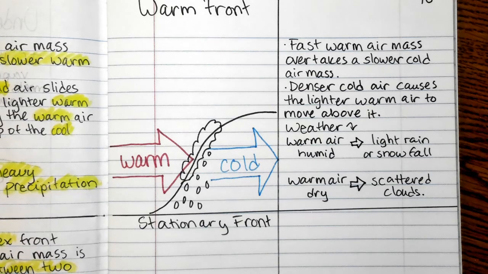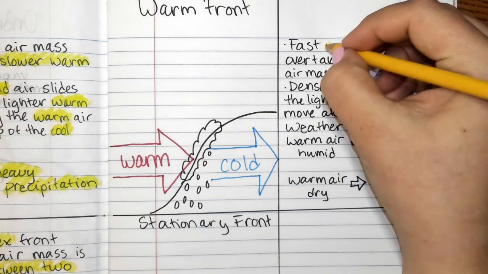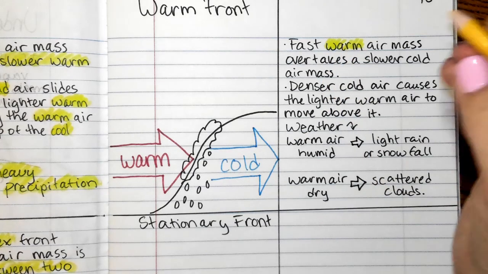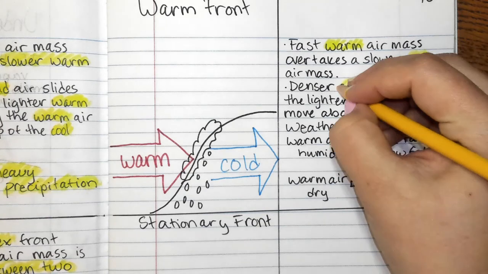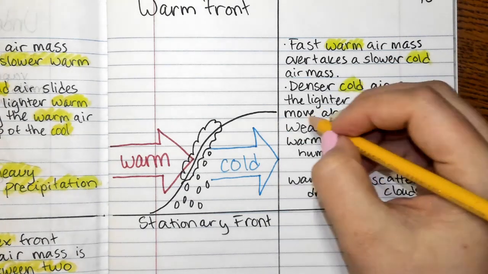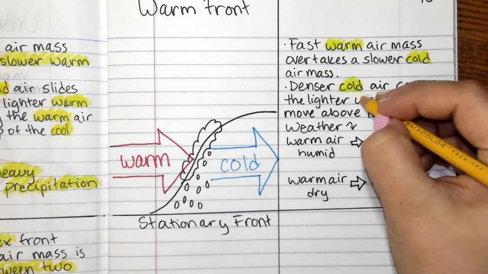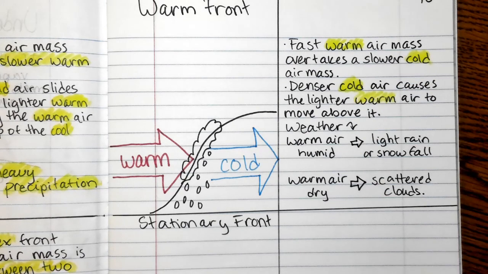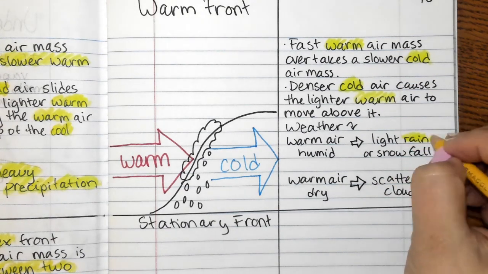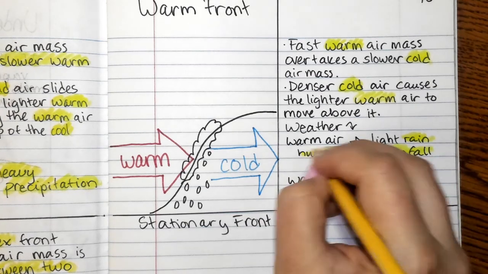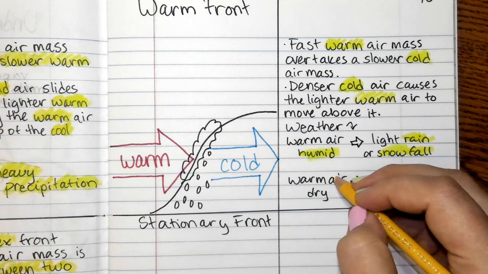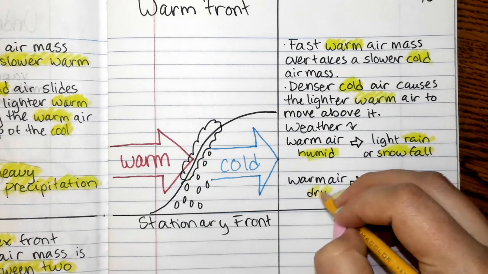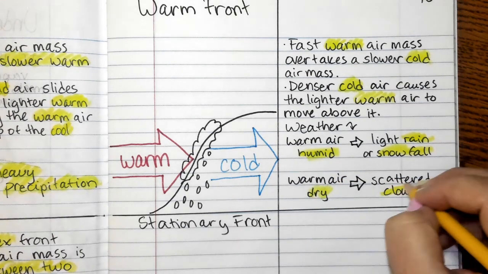Going to go ahead and move forward. Oh, hold on. Need to highlight my words. Almost forgot. So I have that fast warm air overtakes a slower cold air mass. That denser cold air is going to cause the warm air to move above it. The weather I'm going to see is either going to be light rain and snowfall if it's humid, right. If it's dry, then I'm going to see scattered clouds.